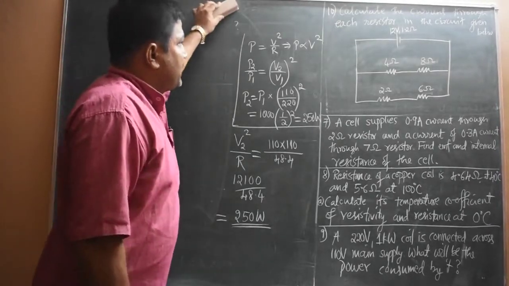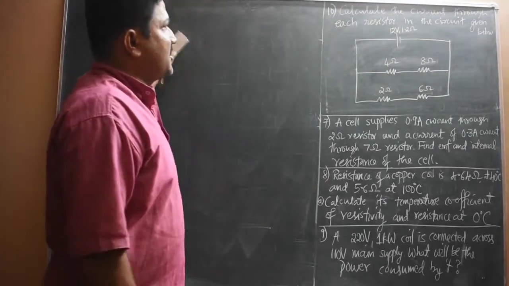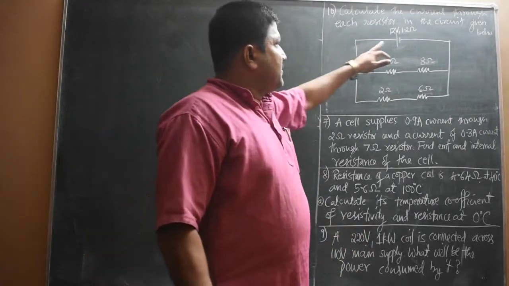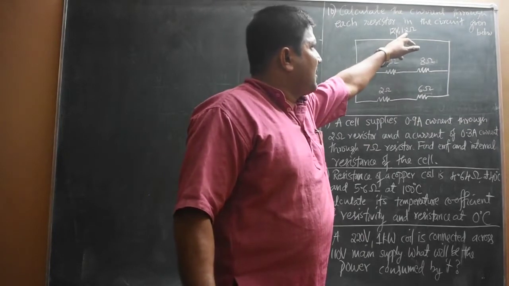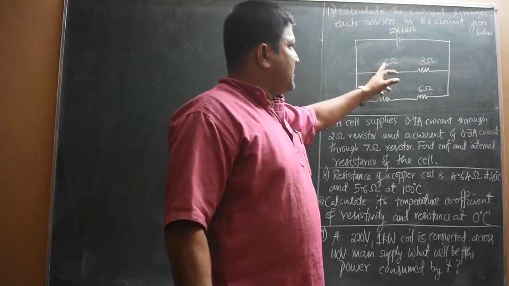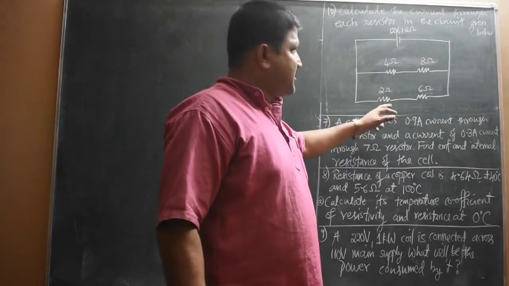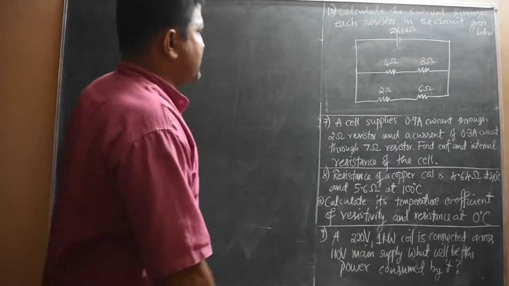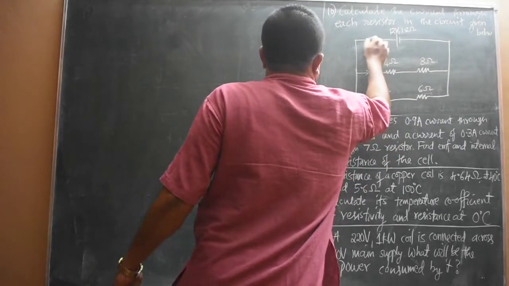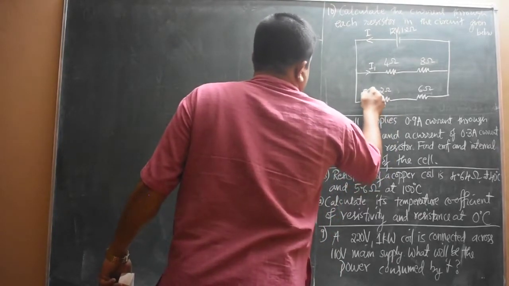Next is problem number 10. Look at the circuit carefully. In this circuit we have to calculate the current through each resistor. There is a battery of 12 volt EMF and 1.2 ohm internal resistance, and two branches. In one branch there are 2 resistors in series, 4 ohm and 8 ohm. In another branch there are 2 resistors, 2 ohm and 6 ohm in series. The same current I1 flows in the first branch, the main current is I, and the current through the second branch is I2.